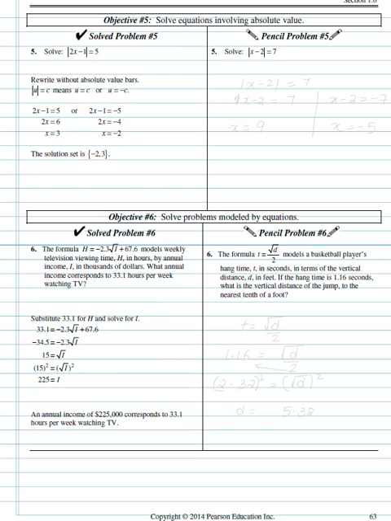Remember absolute value problems? Absolute value of x minus 2 is 7. That means x minus 2 is positive 7, or x minus 2 is negative 7. So I have x is equal to 9, or x is equal to negative 5.